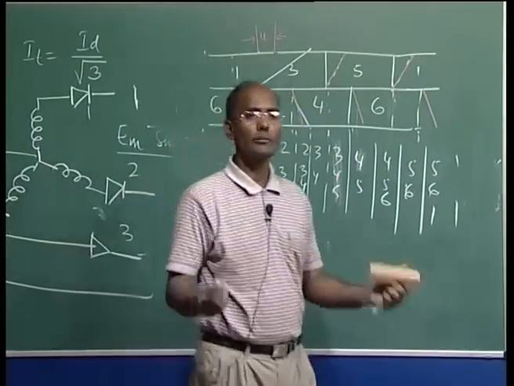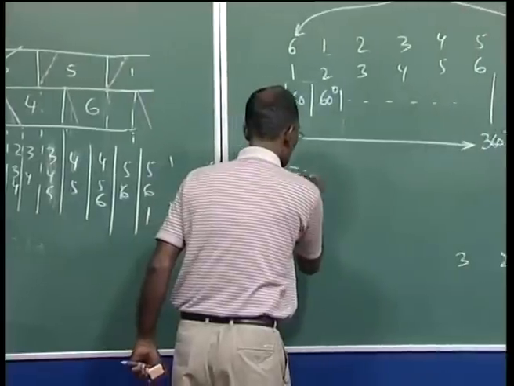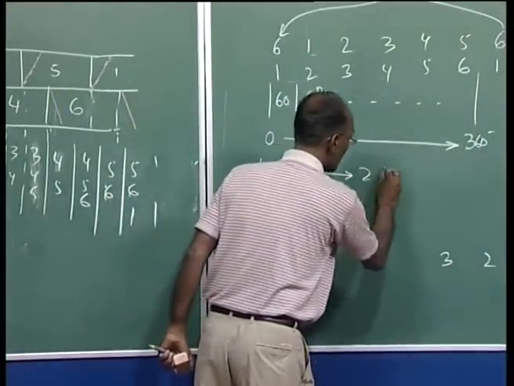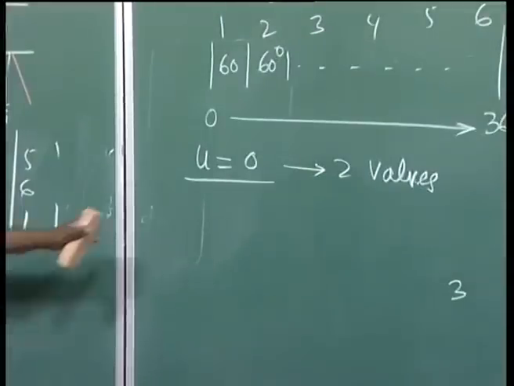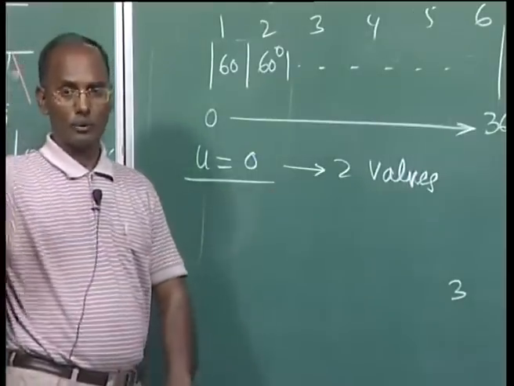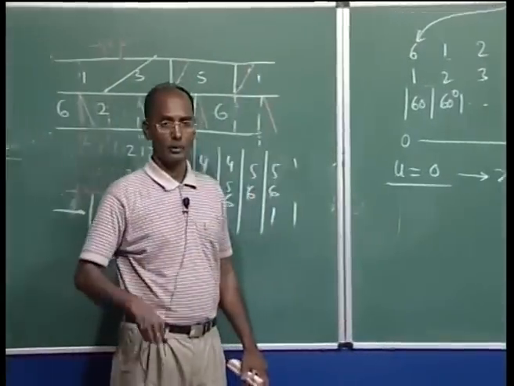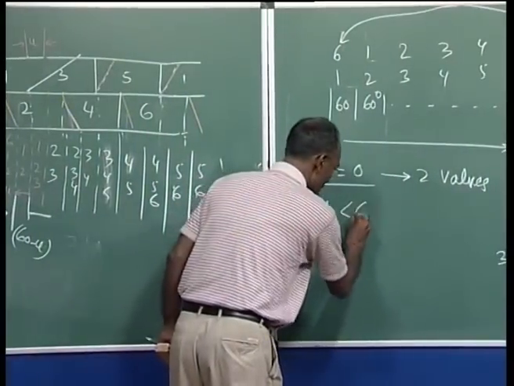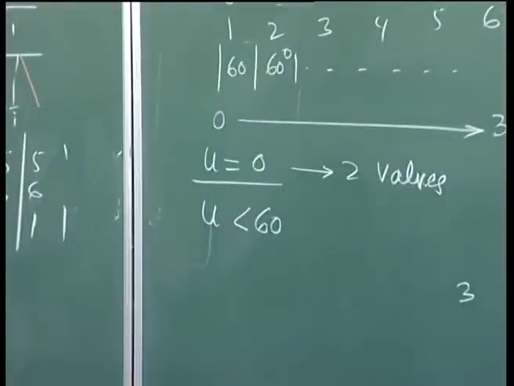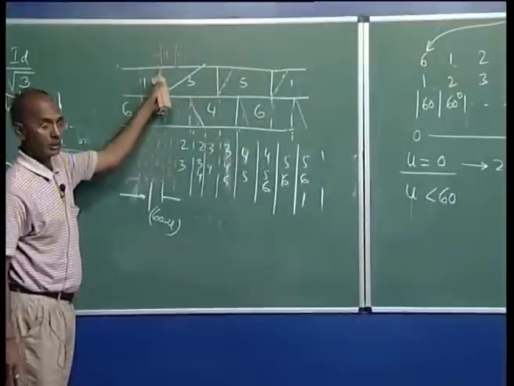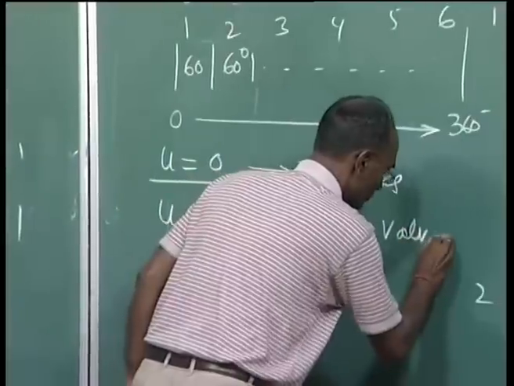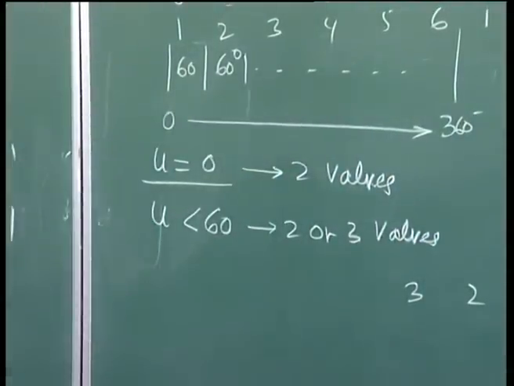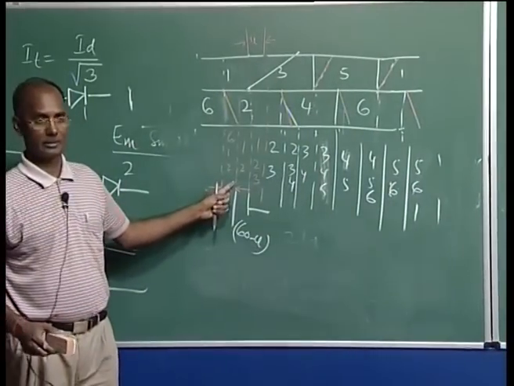So, we will get different modes of operation. If your u is 0, as an ideal case, then 2 valves are conducting at a time, one from one commutating group, another from the other commutating group. If u is less than 60, here it is not coming up to this point, so we are getting 2 or 3 valve conductions. 2 or 3 means sometimes 2, sometimes 3. Already this is the example when u is less than this.